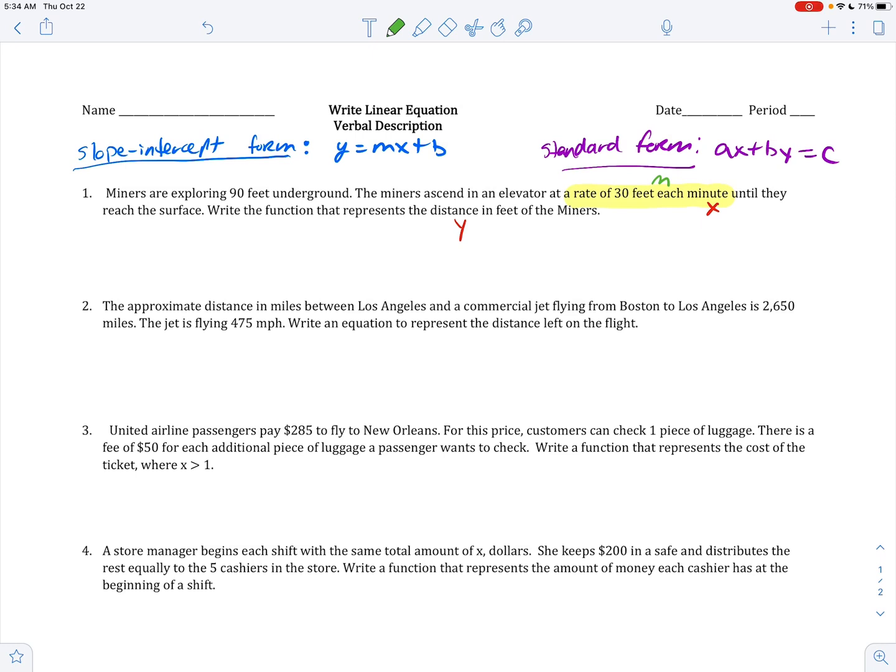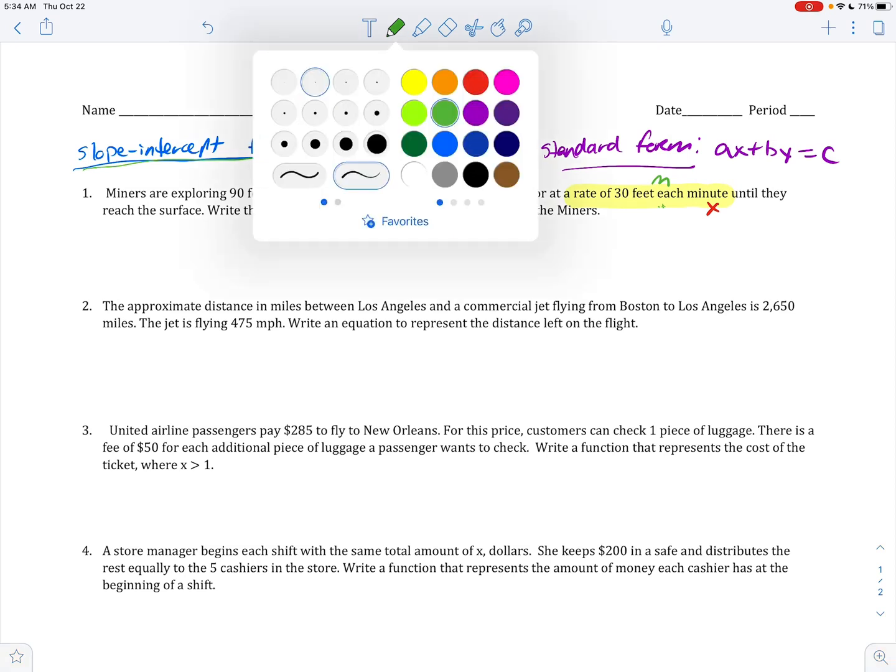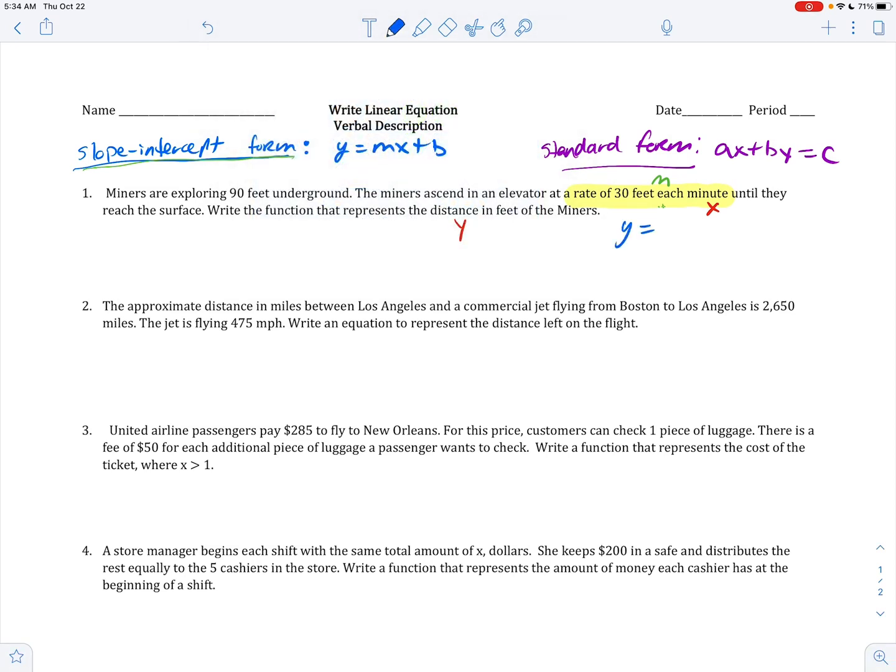Okay. Cool. Well, one thing's for sure. We're going to be dealing with slope-intercept form. And you may say, how do you know? Well, if we look at this problem, it gives us the slope, right? So it's probably slope-intercept form if the slope is given. So let's write our model. y equals mx plus b.